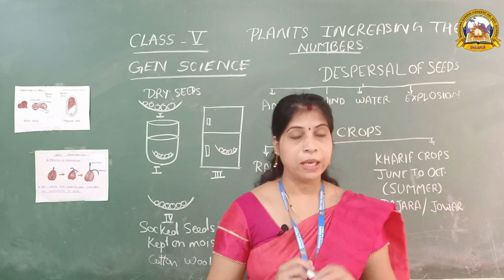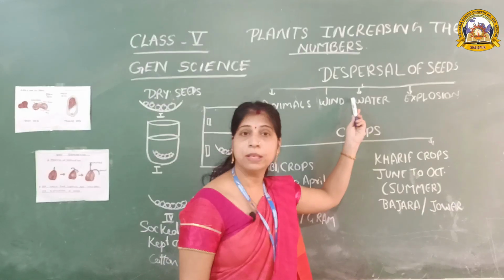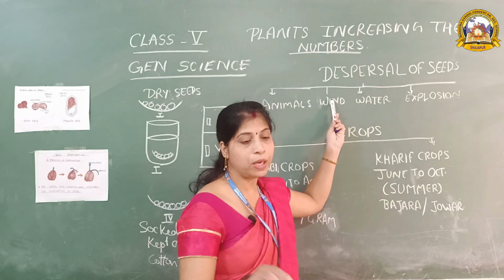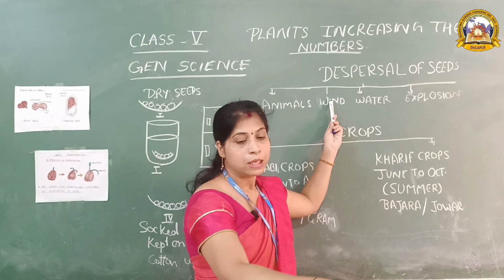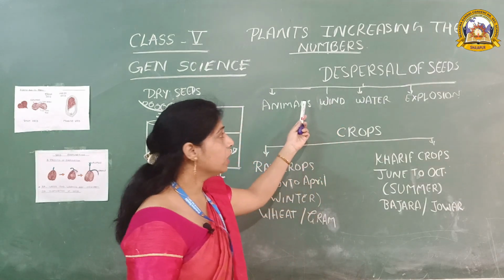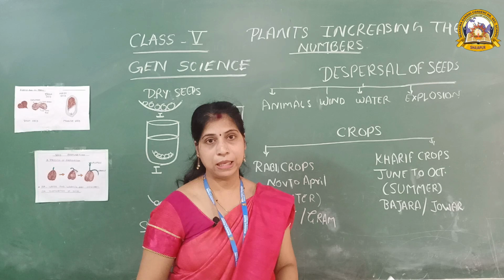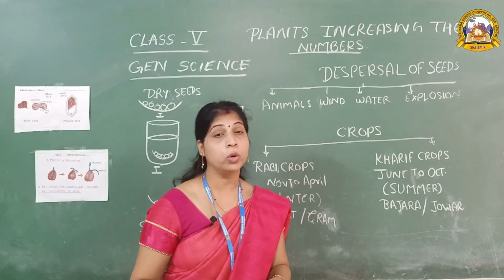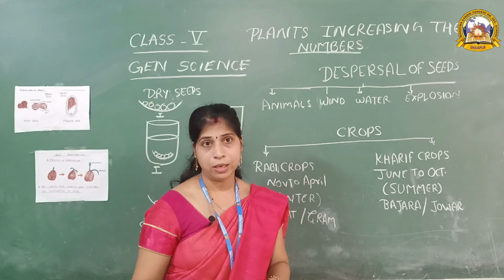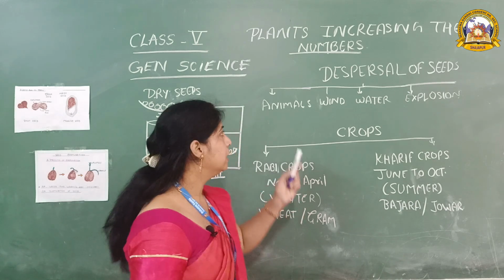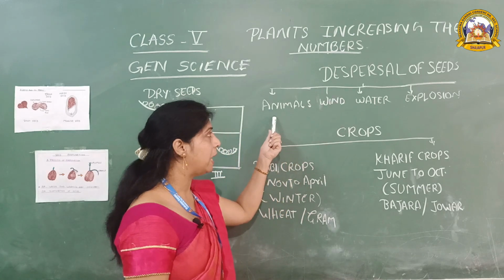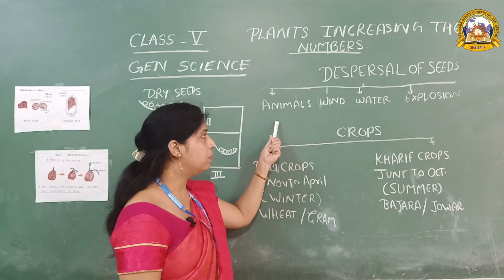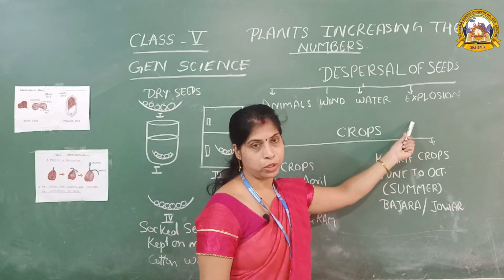Now, our next topic is dispersal of seeds. Dispersal of seeds means plants produce so many seeds, but it is not compulsory that all seeds will grow and form a plant or tree. Some seeds will be destroyed. Listen, these seeds will be destroyed by animals, wind, water or explosion. Again I repeat: animals, wind, water and explosion.